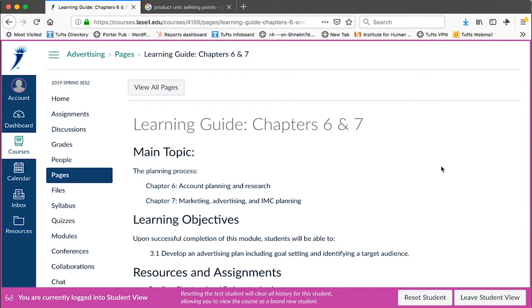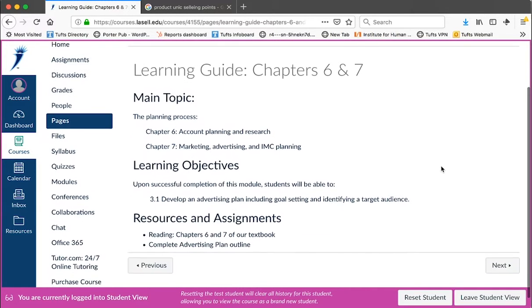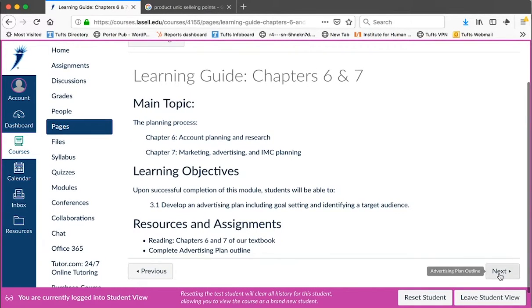So the reading materials for this week would be chapter 6, account planning and research, chapter 7, marketing, advertising, and integrated marketing communication planning. So you must read these two chapters in order to accomplish the assignment for this week. So let's go over the assignment.